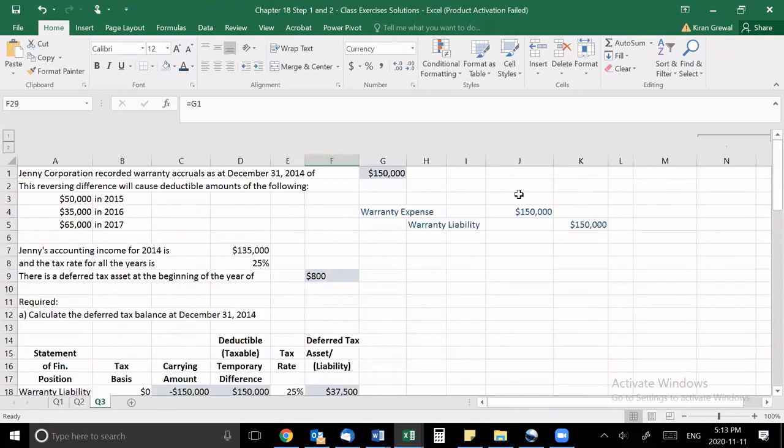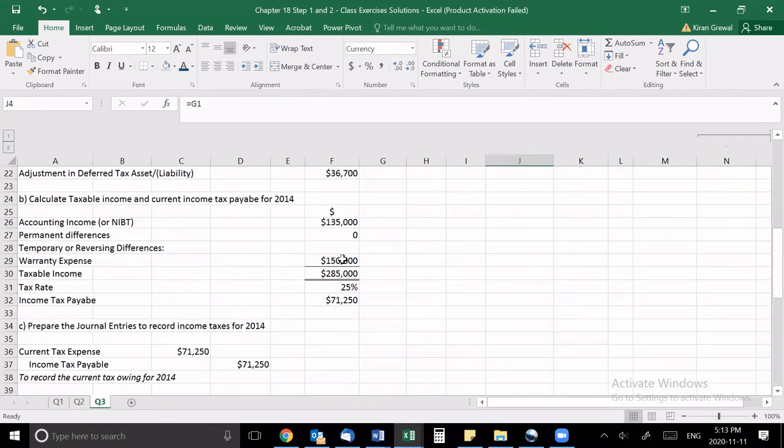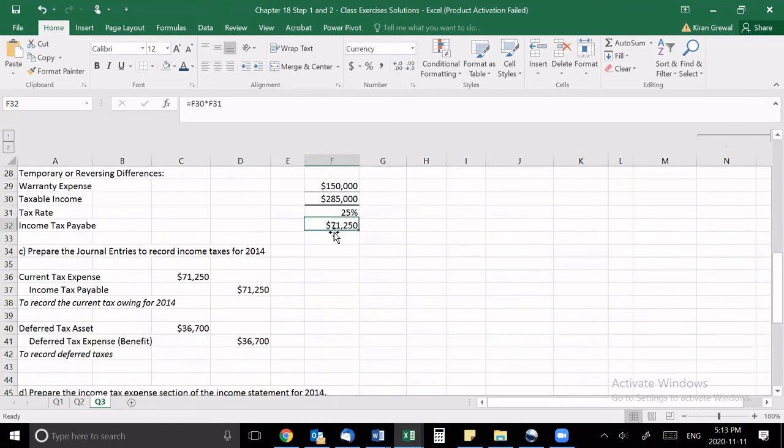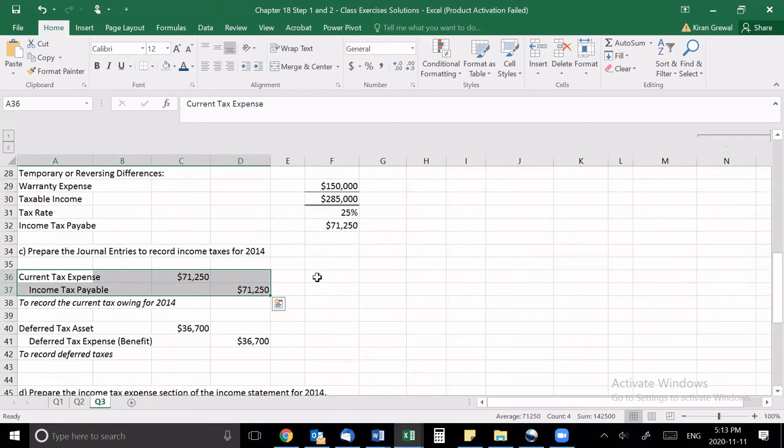There was an accrual made for warranty expense of $150,000. This is not allowed to be deducted for tax purposes. So it was already deducted to get the net income amount for accounting purposes. So in order to get the taxable income, we have to add it back. So we're adding that back to get a taxable income of 285, multiply it by the current tax rate, which the question has told us is 25%. And we get 71,250. So after you figure out what the current tax expense is, then we can do our journal entry: debit current tax expense, 71,250, credit income tax payable, 71,250. So that was the last video, step number 1 for chapter 18.